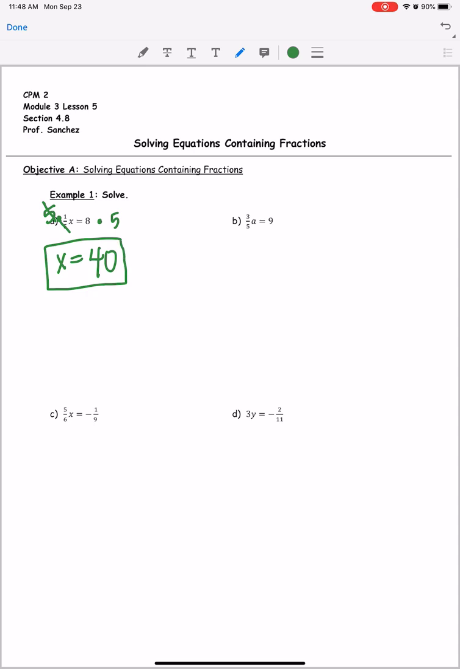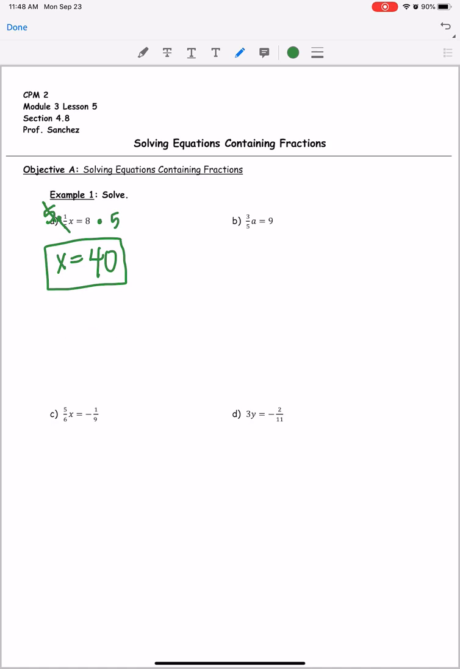We are used to seeing that problem, instead of being 1/5 x, when it looked like x over 5 equals 8. So those are the exact same equations, just written in a different form, right? Because there's a 1 right there in front of that x. So it's that 1/5 x.